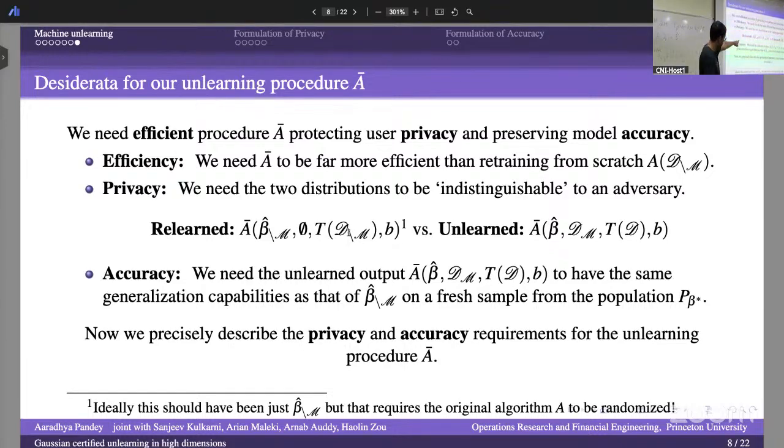So these are, to my understanding, two probability distributions, and I want to say somehow that I want these two to be indistinguishable. Okay, so these two are probability distributions, even conditioned on the data.